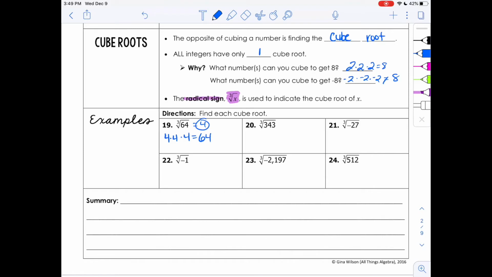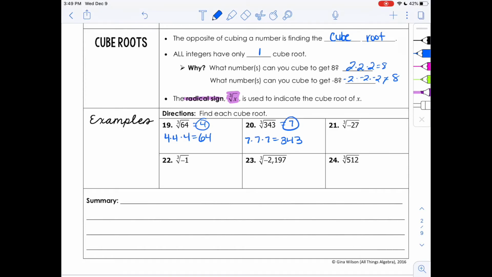For number 21, the cube root of 343. So I have to think, what number can I multiply by itself 3 times to get 343? And that would be 7 times 7 times 7 equals 343. So the cube root of 343 is just 7.